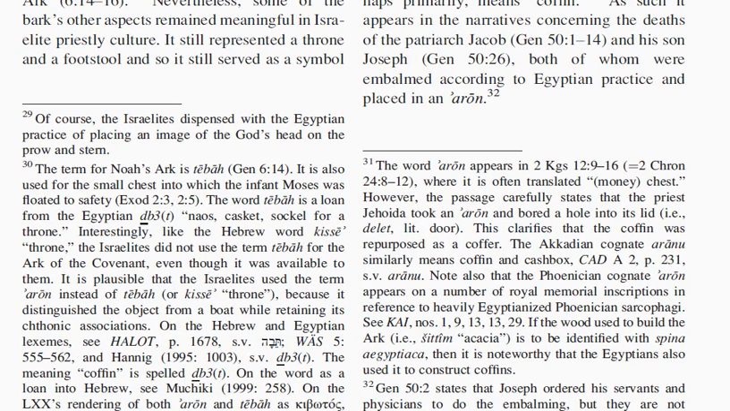The word Tebe is a loan from the Egyptian naos, casket, shrine for a throne. Interestingly, like the Hebrew word kisse, throne, the Israelites did not use the term Tebe for the Ark of the Covenant, even though it was available to them. It is plausible that the Israelites used the term Aron instead of Tebe or kisse, throne, because it distinguished the object from a boat while retaining its chthonic associations.